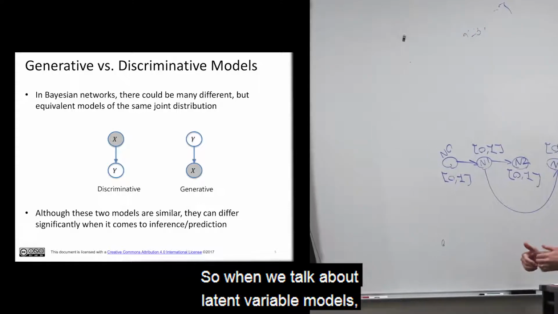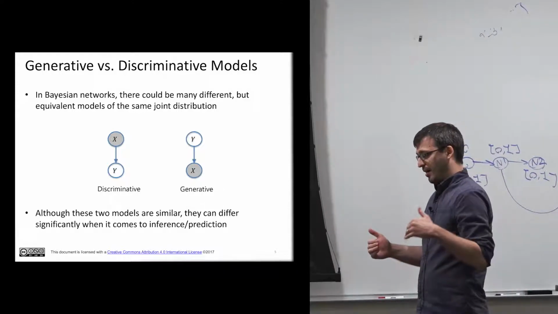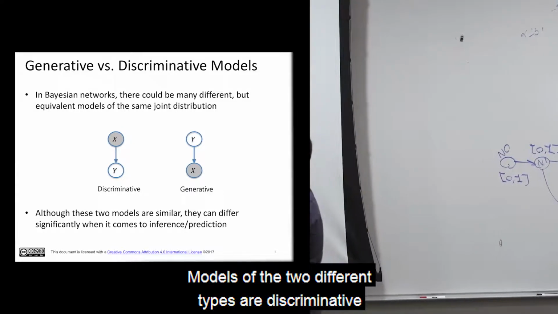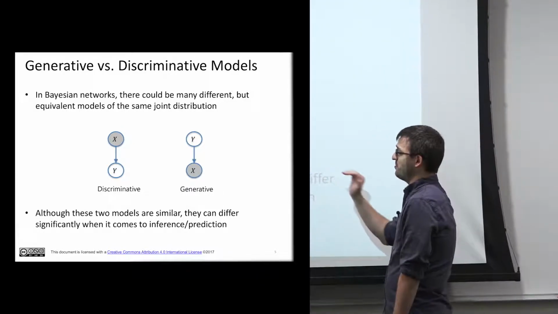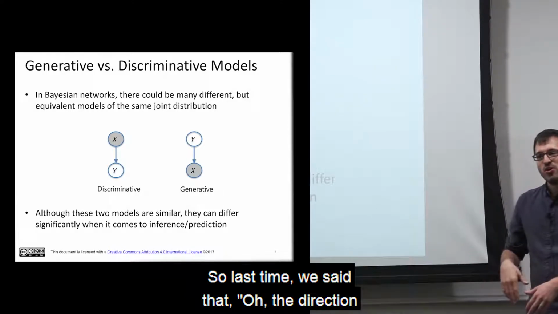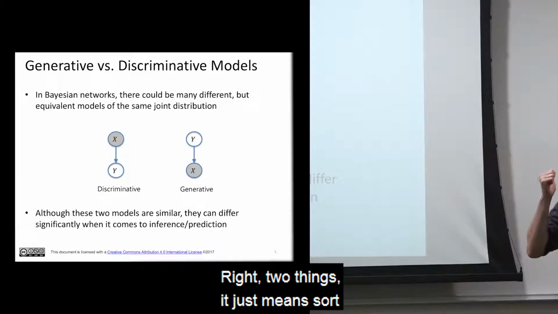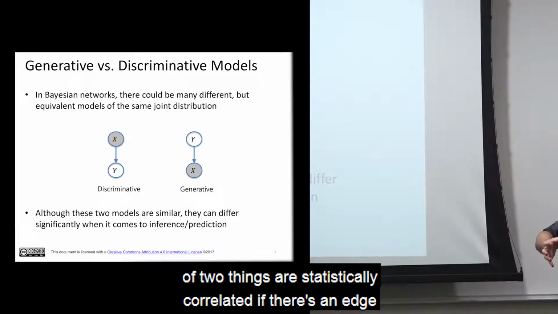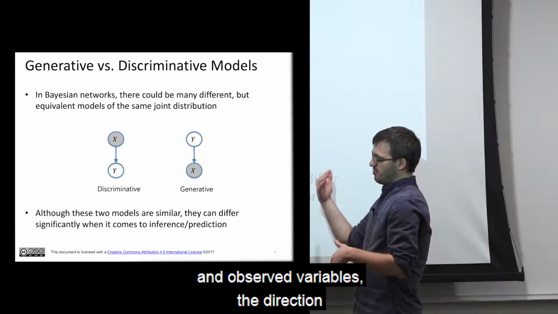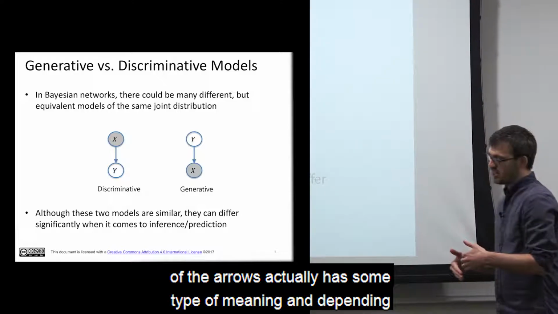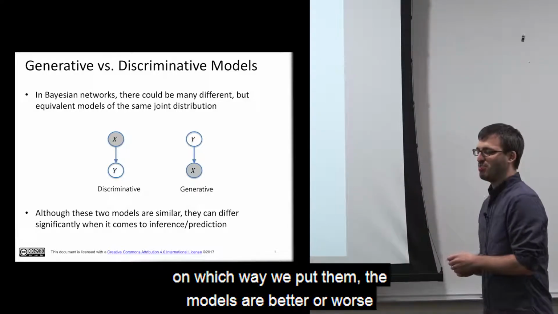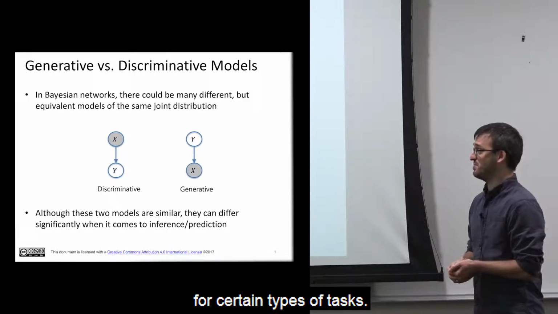So when we talk about latent variable models, we make a distinction between two different types. Models of the two different types are discriminative and generative. The difference is basically in the direction of the arrows. Last time we said that the direction of the arrows doesn't really mean anything; an edge between two things just means they are statistically correlated. Now when we have latent variables and observed variables, the direction of the arrows actually has some meaning. And depending on which way we put them, the models are better or worse for certain types of tasks.